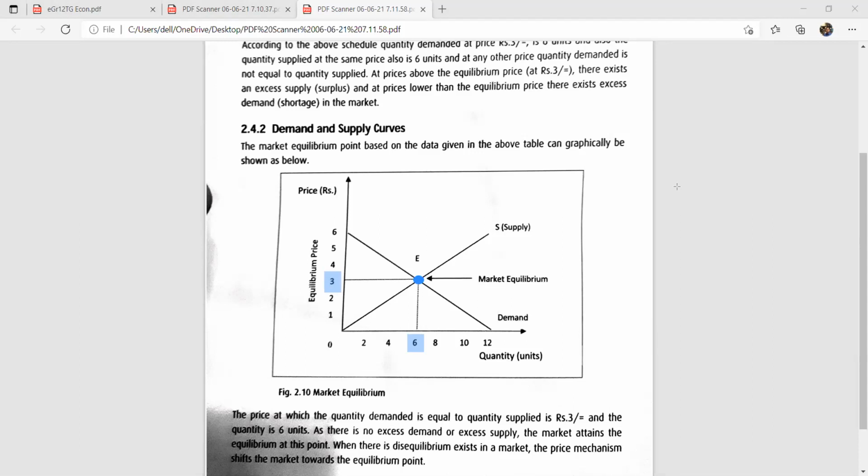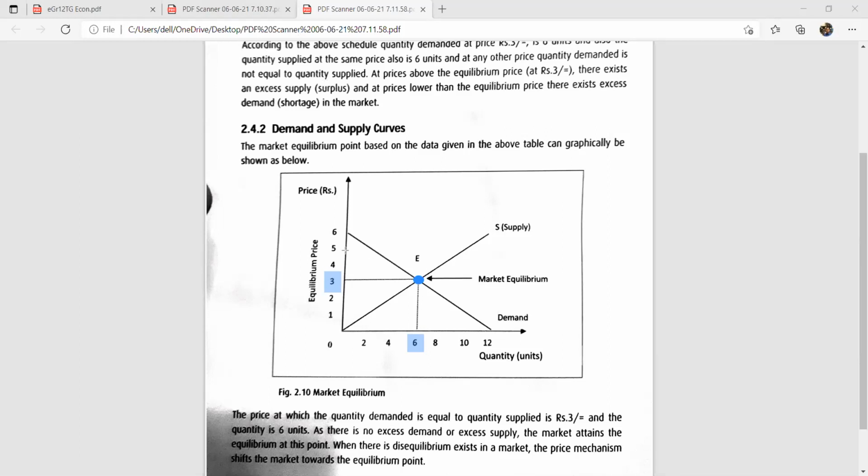When there is a disequilibrium in the market, the price mechanism shifts the market towards the equilibrium point. I will draw excess demand as well.